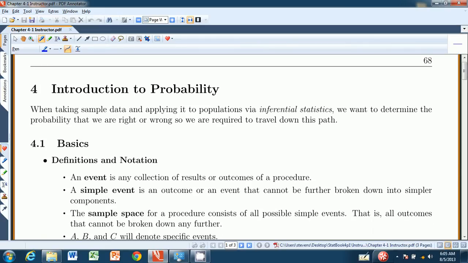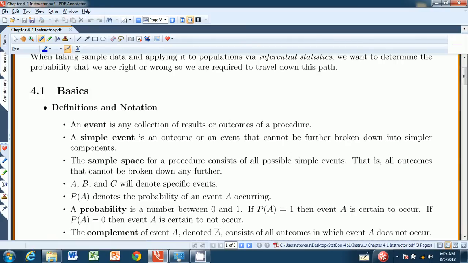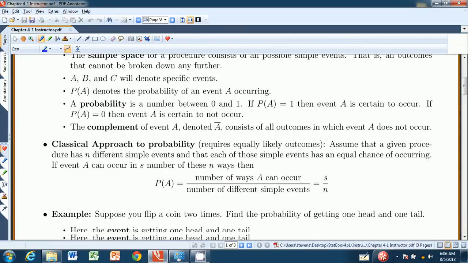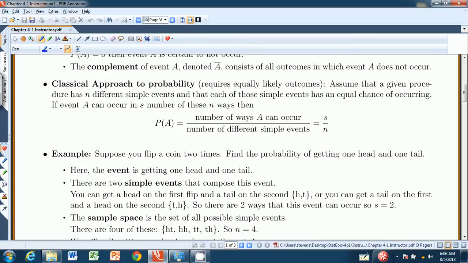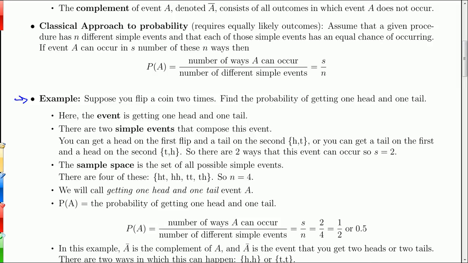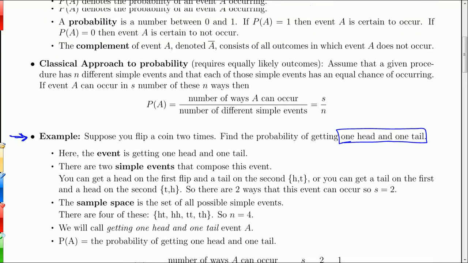Instead of starting with these definitions and notation, I'm going to start with the example down here. But before I do that, I'll go into full screen mode. Okay, so here's the example I want to discuss. Suppose you're going to flip a coin 2 times, and I want to calculate the probability of getting 1 head and 1 tail. What's the probability, before I start flipping, that I get 1 head and 1 tail when I'm done? Okay, so now I'll go back to my terminology.